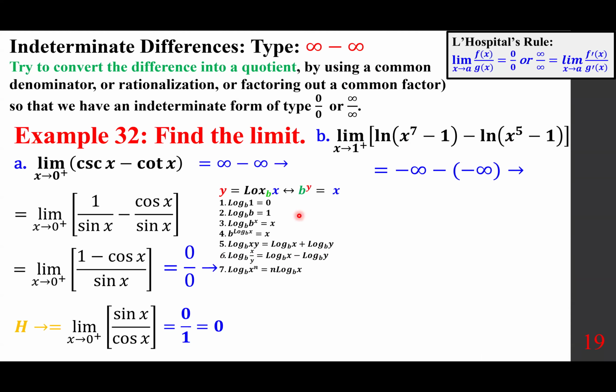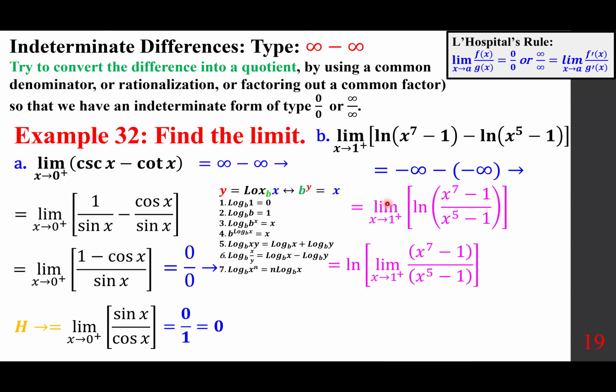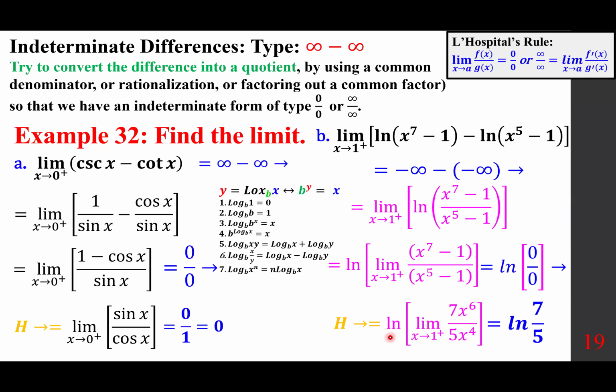We're going to go from right to left, and write the limit as x approaches 1 from the right of natural log of x to the power of 7 minus 1 over x to the power of 5 minus 1. Now you can interchange these two, and if I plug in 1, this becomes 0, this becomes 0, and therefore I can use L'Hopital's rule. This one gives you 7x to the power of 6, this one gives you 5x to the power of 4, and if I plug in, I get 7 over 5. Natural log of 7 over 5 is the final answer.